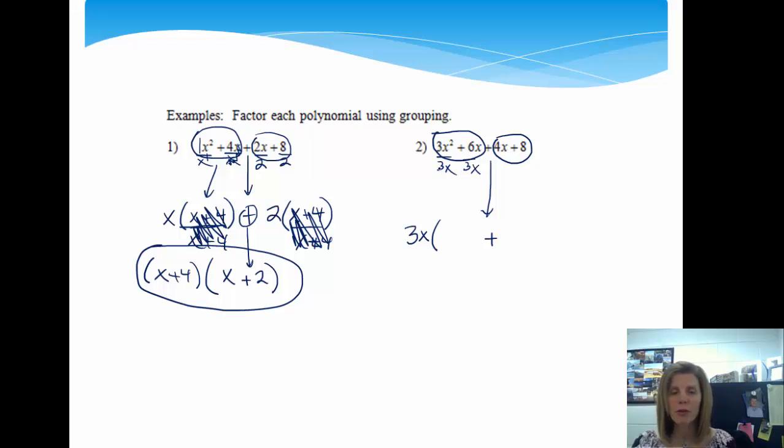All right, 3 divided by 3 is just 1. X squared divided by x is x. Bring down that plus sign. The x's zap each other out. 6 divided by 3 is 2. So that problem is done. Now I'm going to go to the second problem.